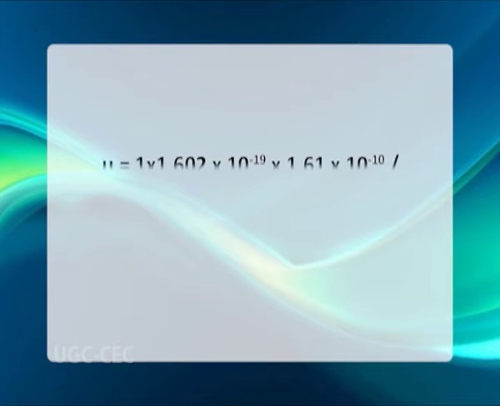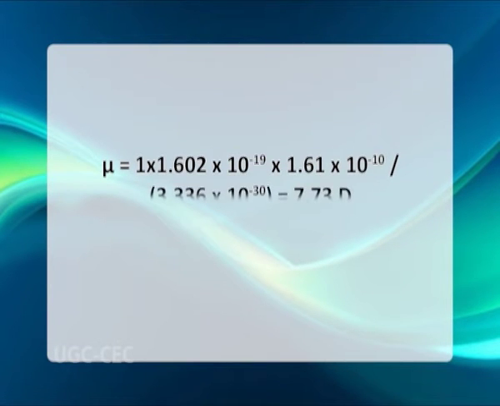Mu is equal to 1 times 1.602 times 10 to the power minus 19, which is the electronic charge, multiplied by 1.61 times 10 to the power minus 10, which is the distance, that is 161 picometers. It has to be divided by 3.336 times 10 to the power minus 30 for converting it into debye units. The total dipole moment comes out to be equal to 7.73 debye, assuming 100% ionic character.